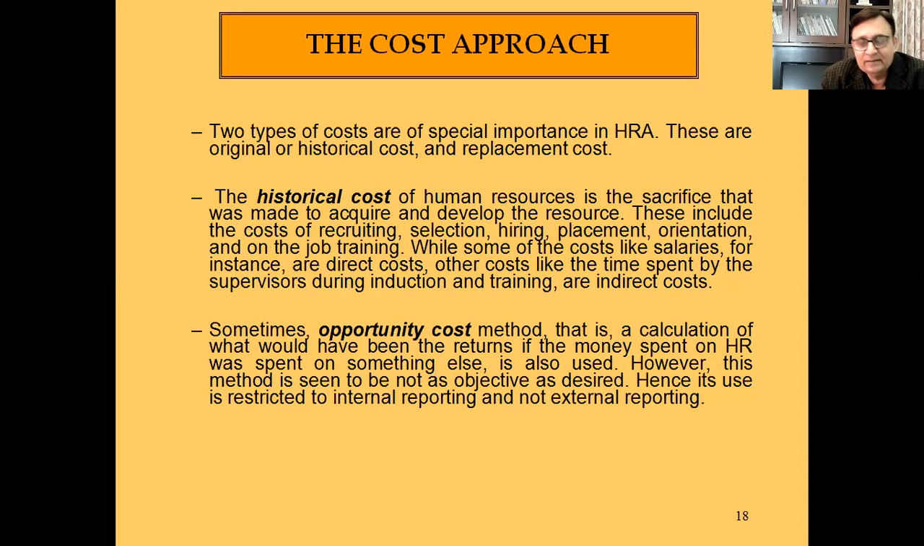The second kind of cost included here is opportunity cost. That means the calculation of what would have been the return if the money spent on HR was spent on something else. Suppose you are putting some money into the training and development of the employees. If you spend this money somewhere else, you will get some returns. That cost, which would have been obtained if the money spent on HR was spent somewhere else, is called opportunity cost. However, this method is seen to be not an objective method, because it depends upon the whims and calculations of the organization itself.